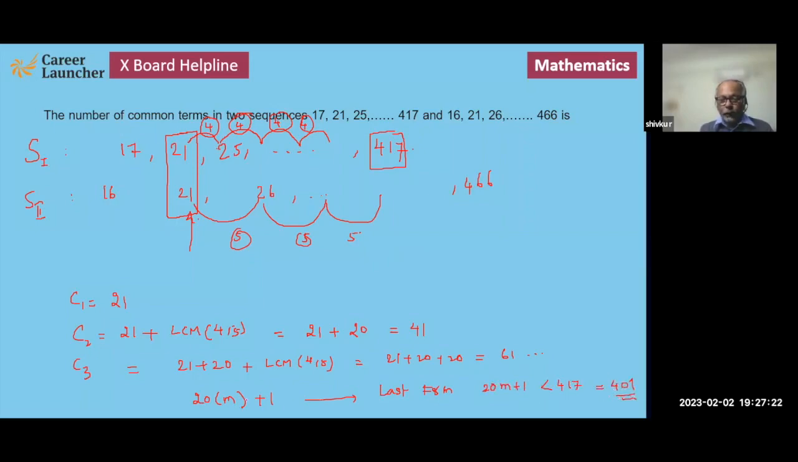At that point, my first term is 20 into 1 plus 1. My second term is 20 into 2 plus 1. The third term is 20 into 3 plus 1. And this happens to be 20 into 20 plus 1, which means the last common term is going to be the 20th term. Hence the answer to this question is 20. Very nice, Sushma, very nice.